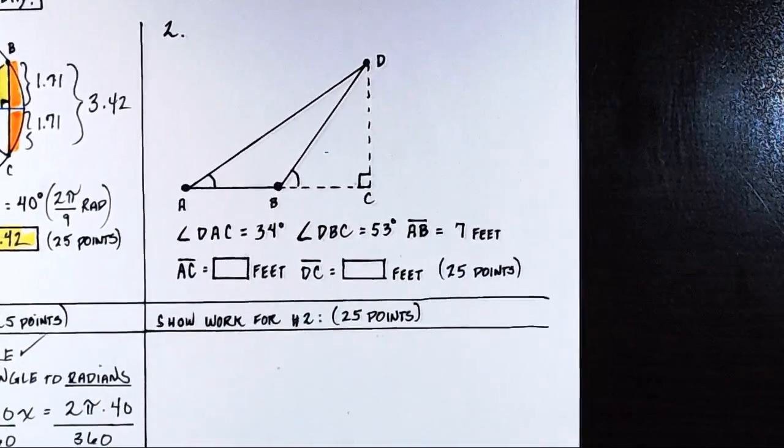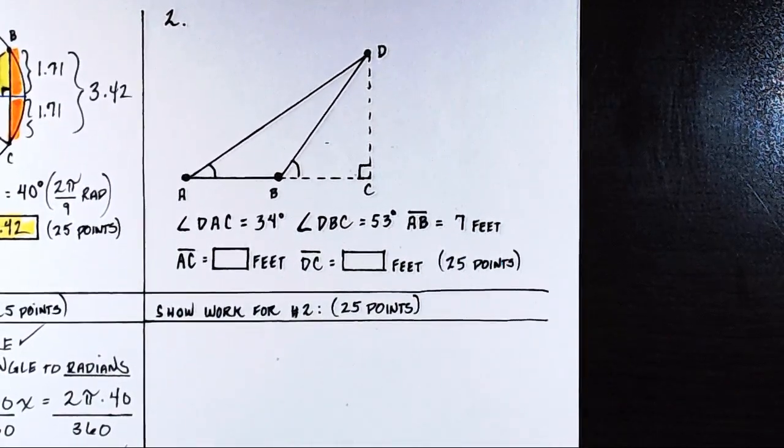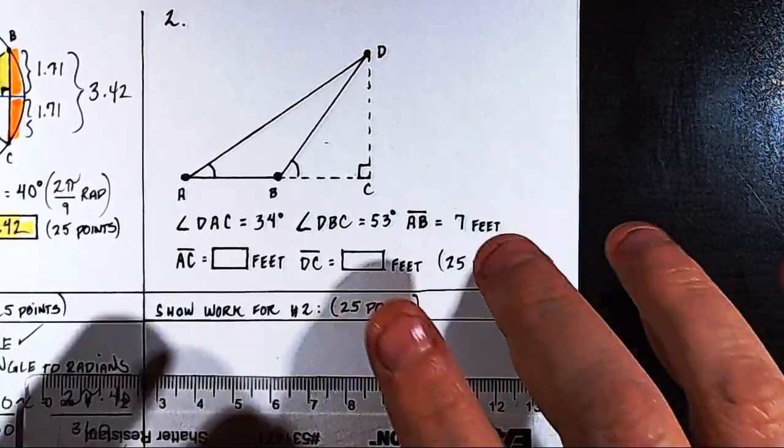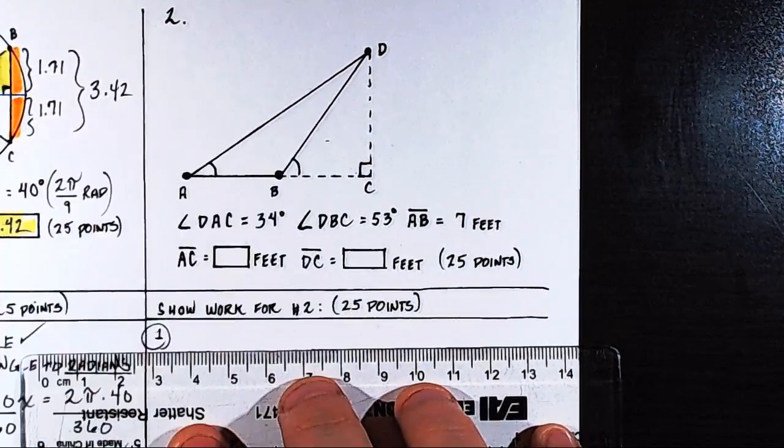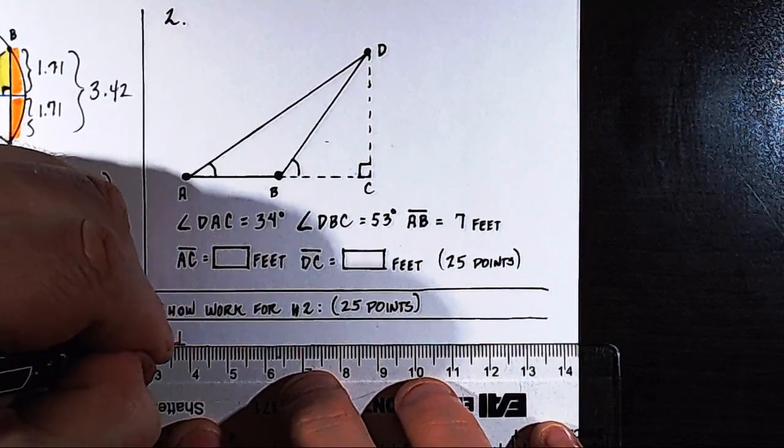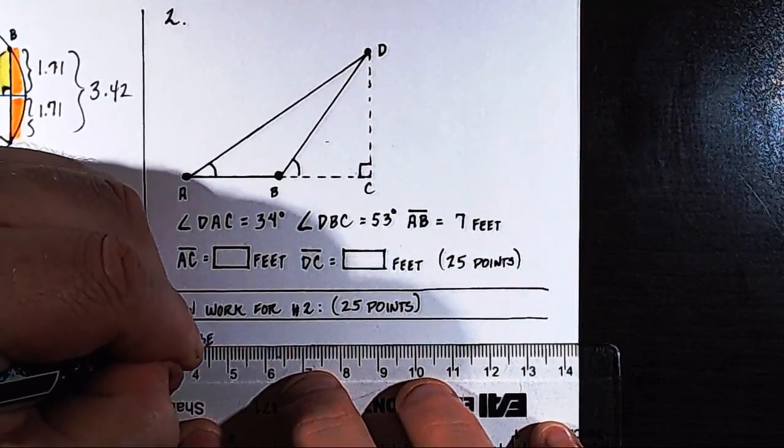Honestly, this is an infinitely more complex problem, so we'll take it easy. Okay, number 2. First, I should probably label. So here's step 1: label. All right, let's label some stuff.